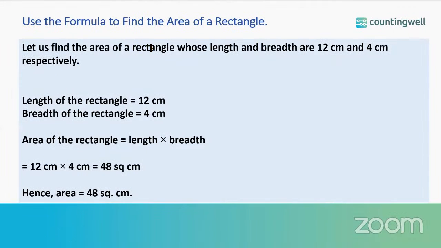Now let us find the area of the rectangle whose length and breadth are 12 centimeter and 4 centimeter respectively. We know the length is 12 centimeter, breadth is 4 centimeter. Area is found by multiplying length and breadth. So we have 12 centimeter into 4 centimeter, which is equal to 48 square centimeter. So this is very simple. You just have to multiply the length and breadth so that you get the area, and it should be in square units.